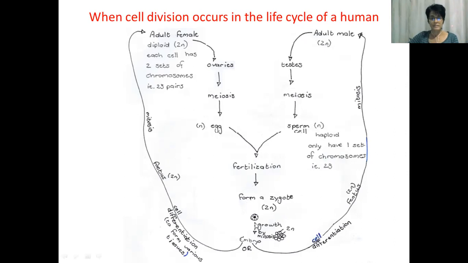So that's a single cell. Now, how does that single zygote cell grow to become a little embryo? It divides to form two cells. Then each of the two cells divides to form four. Then each of those cells divides, and you end up with 8 and 16 and so on and so on.